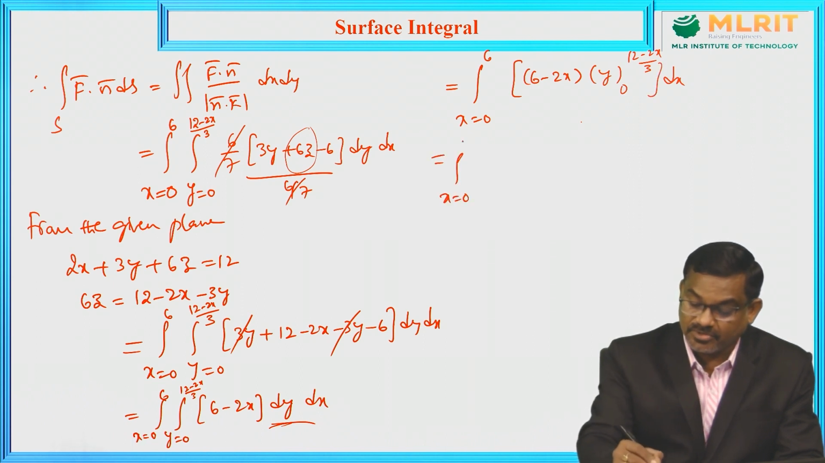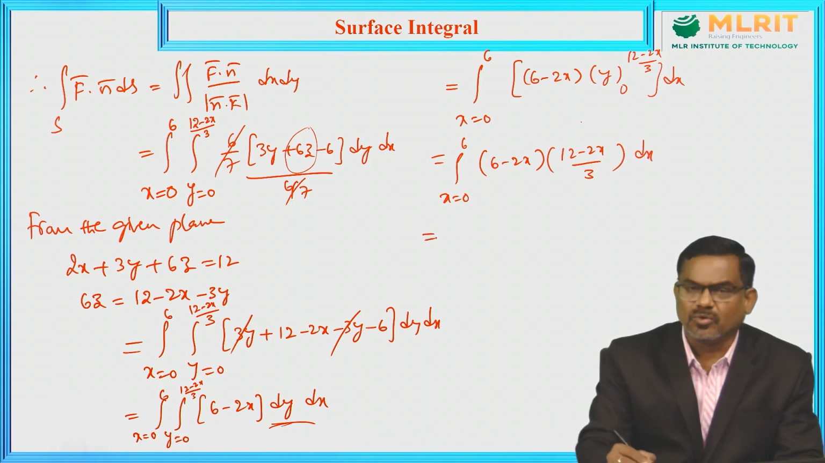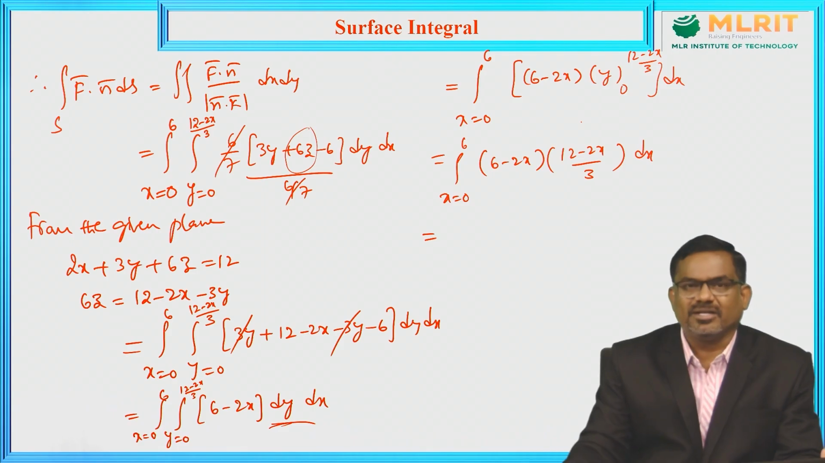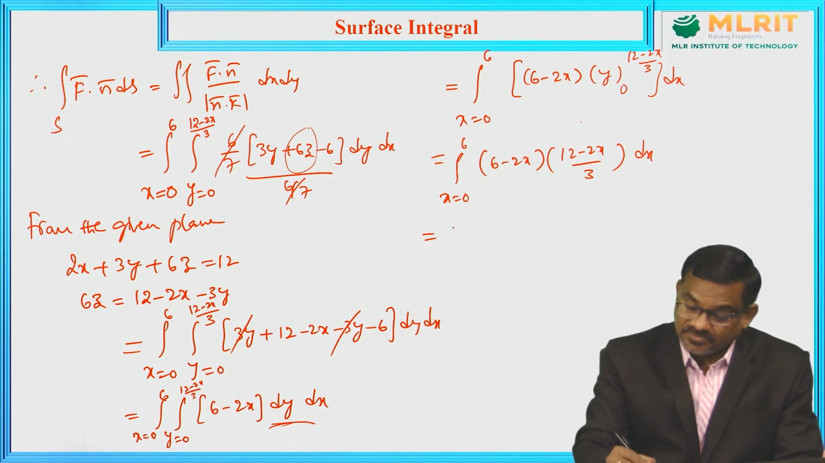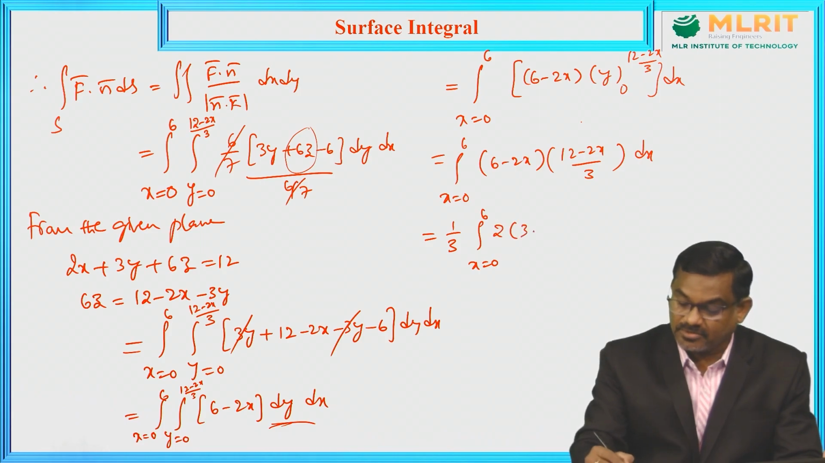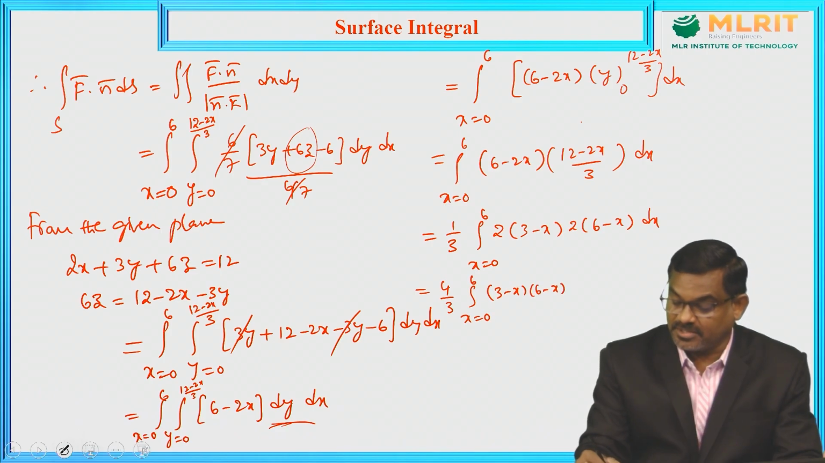So, x from 0 to 6, this is 6 minus 2x into the upper limit 12 minus 2x by 3 dx. Just only the simplification part is left to evaluate the integral: simplify and apply the limits. Here 1 by 3 is constant, x from 0 to 6. Here I can take 2 common, so 3 minus x. Here again 2 common, 6 minus x dx. So, which is equal to 2 into 2, 4 by 3, integral from x equal to 0 to 6, 3 minus x into 6 minus x dx.